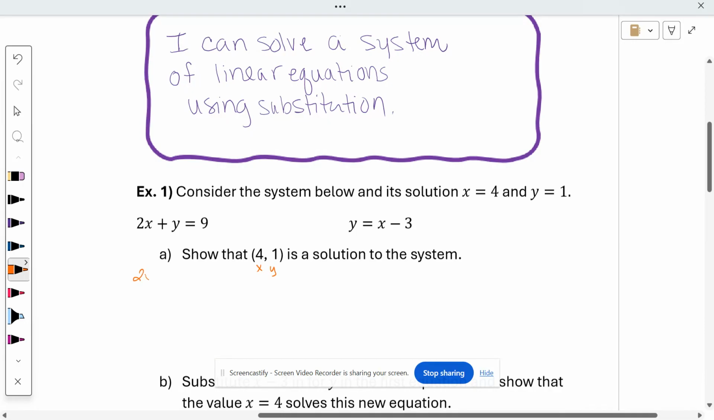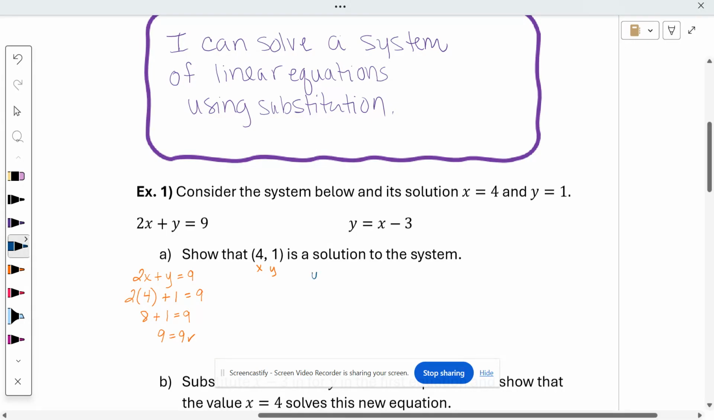So I want to show that this is a solution. I'm going to start with 2x plus y equals 9. So I'm going to replace the x with a 4, substituting in the value, and I'm replacing the y with a 1. So 2 times 4 is 8. So I have 8 plus 1 equals 9, and 8 plus 1 is 9. So 9 does equal 9. Remember that you want to check and make sure it's a solution for both equations in the system.